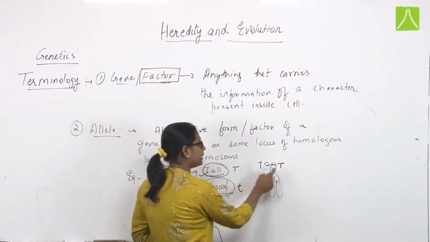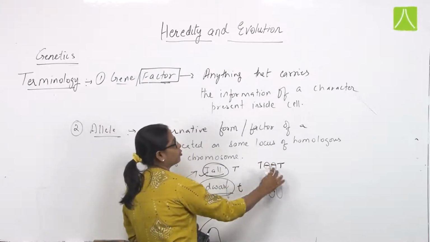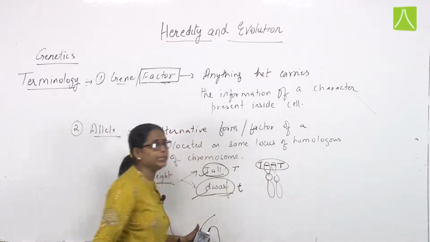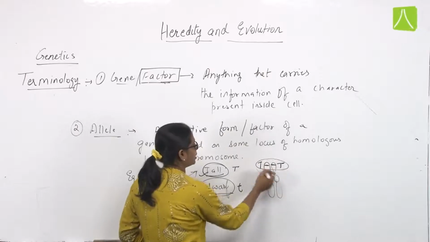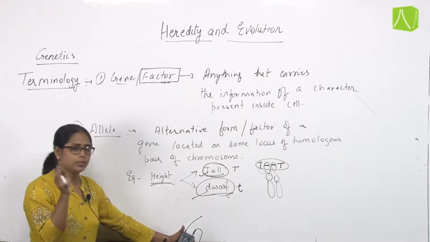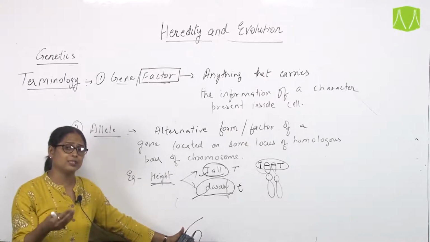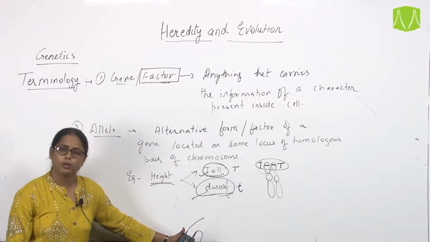So this capital T, if presented on the same position of this homologous pair of chromosome, then this is known as one pair of allele, and one T is known as one allele and this is known as a pair of allele. Fine, and this pair of allele present on the same locus of homologous chromosome appears as tallness or a tall variety of that particular organism.